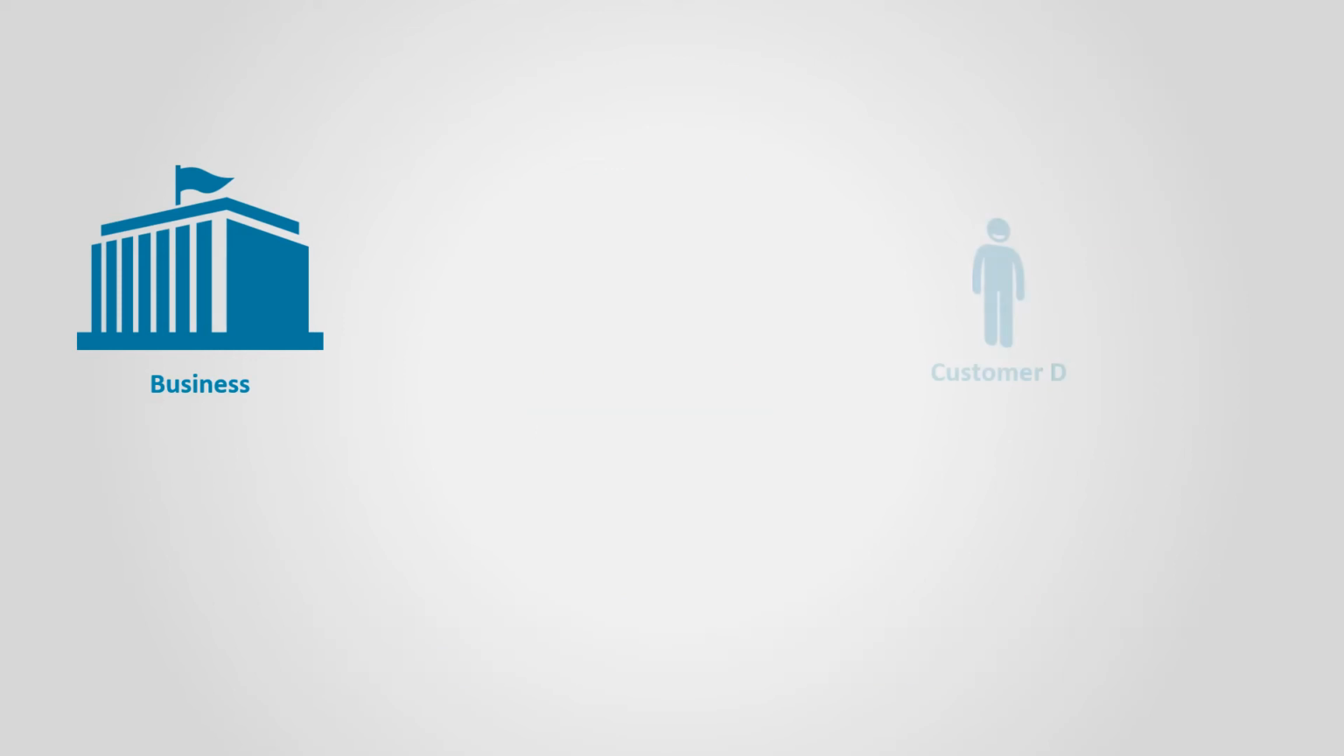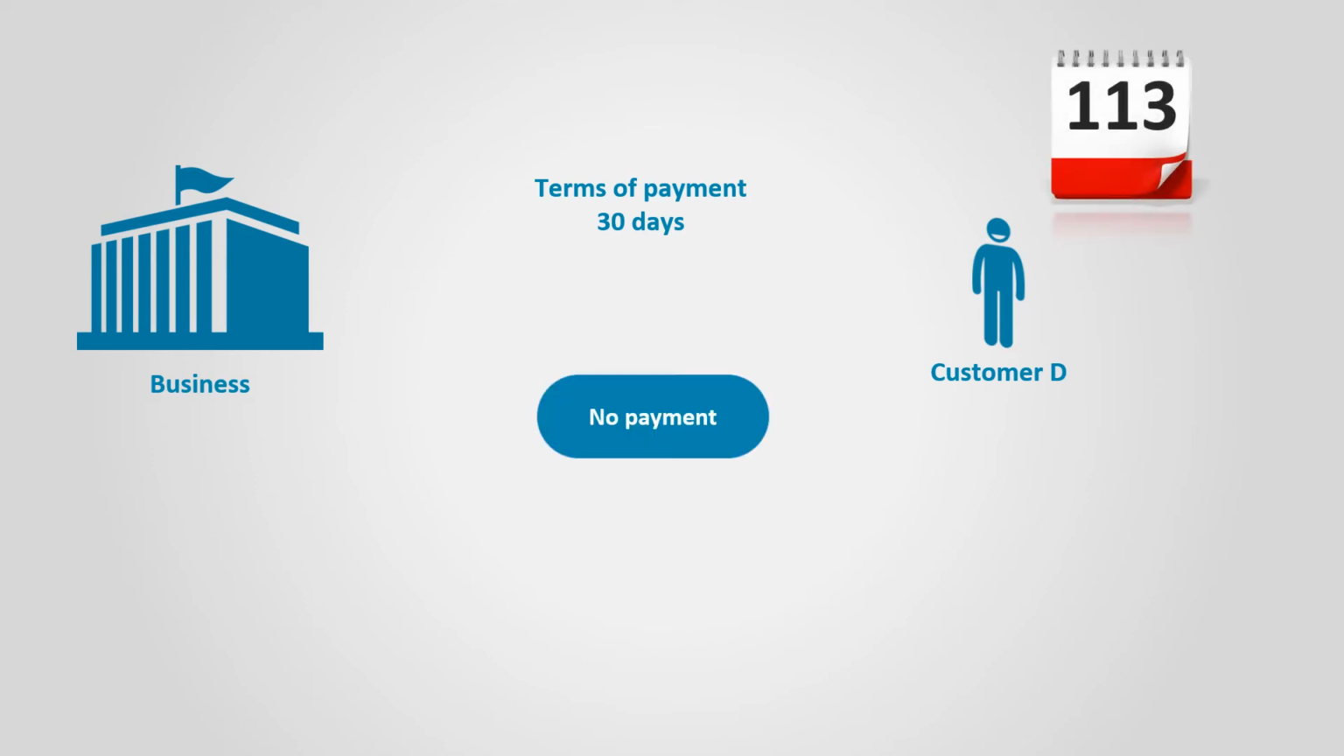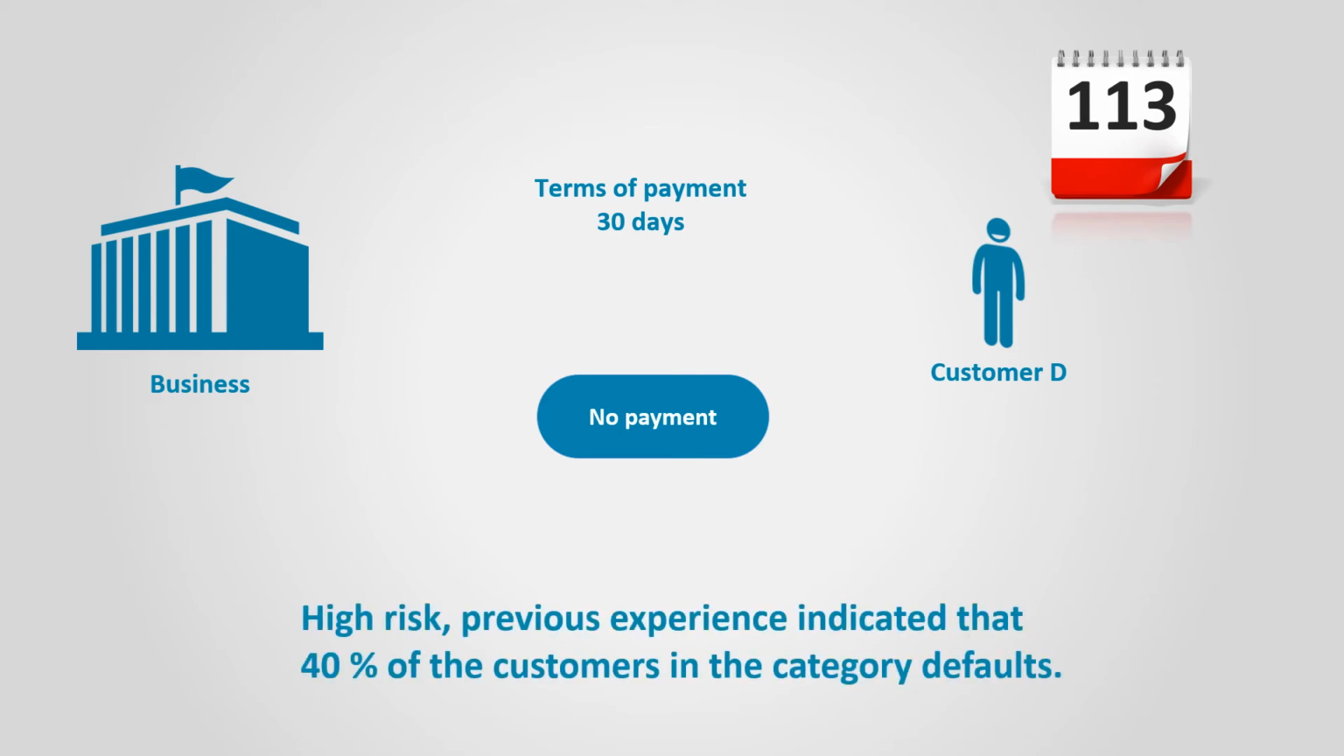Now let's assume that the company sold goods to a customer with terms of payment within 30 days. At the end of the accounting period, 113 days passed since that sale. The customer didn't pay, so this amount is overdue and the customer is delaying. That is an extremely risky customer. Previous experience indicates that 40% of the customers default if they fall in this period after the due date.